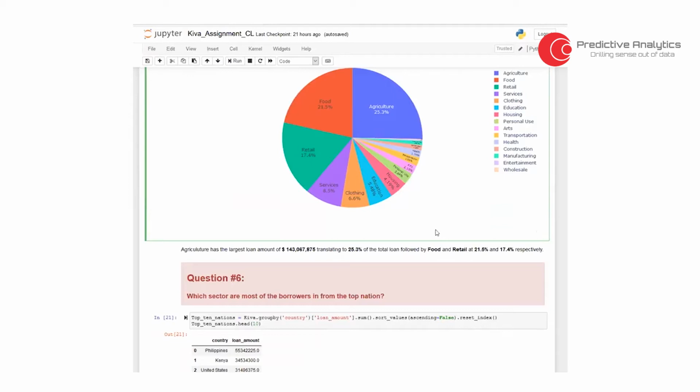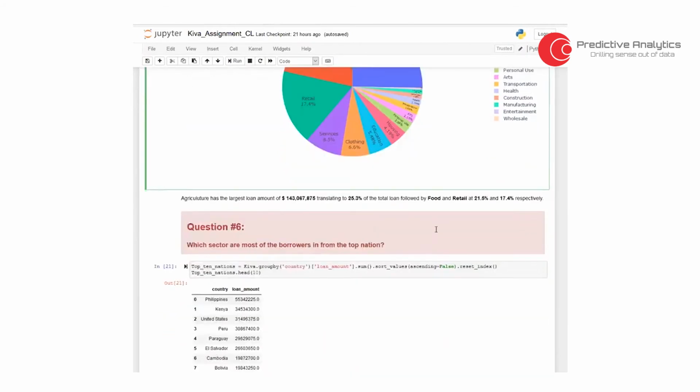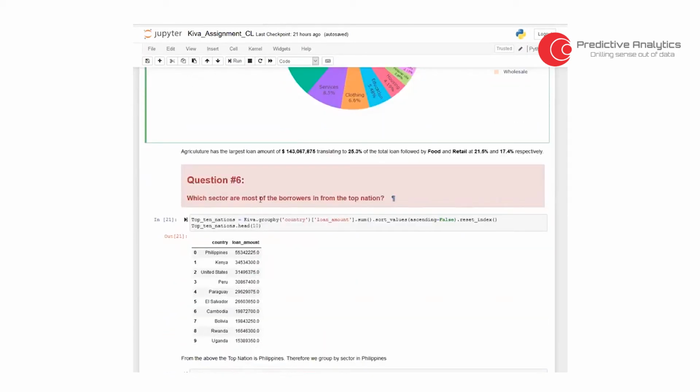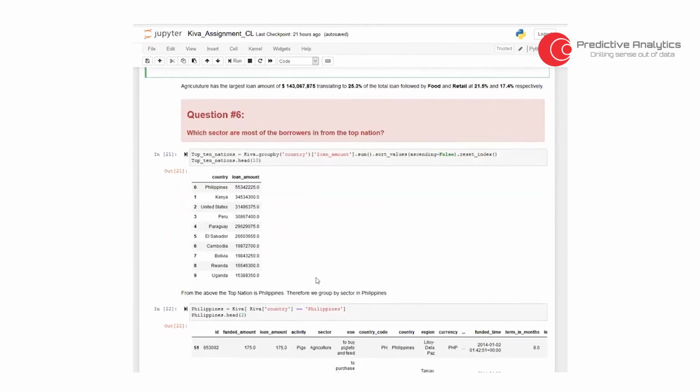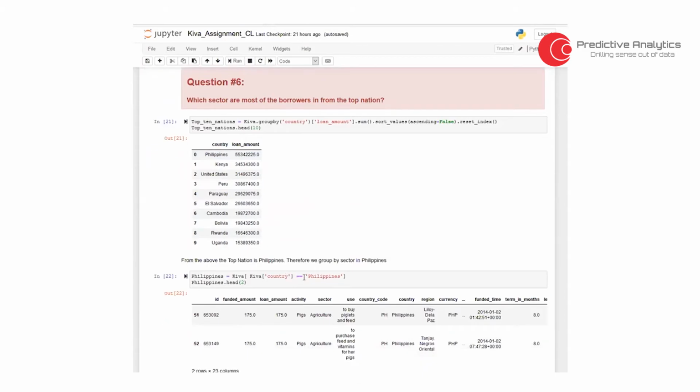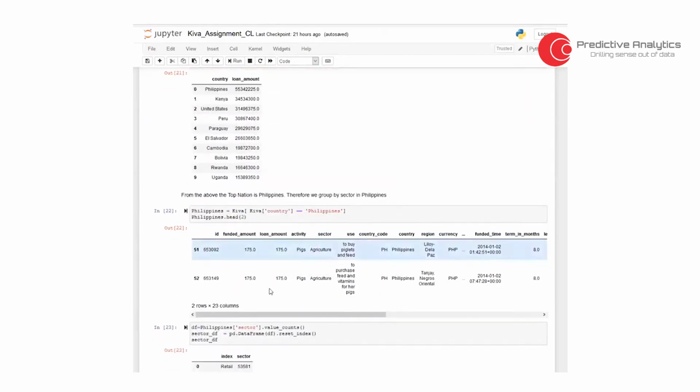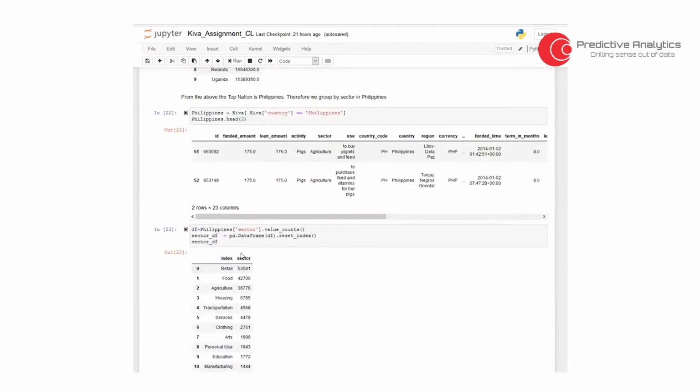Okay. Then question 6 was on which sectors have the most borrowers in the top nation. First of all, I got the top nation, just like I did in question 2, and the top nation now is Philippines. Now from Philippines, I picked the data, because it's asking which sectors. So I picked the sectors in Philippines. Which sectors are the greatest.